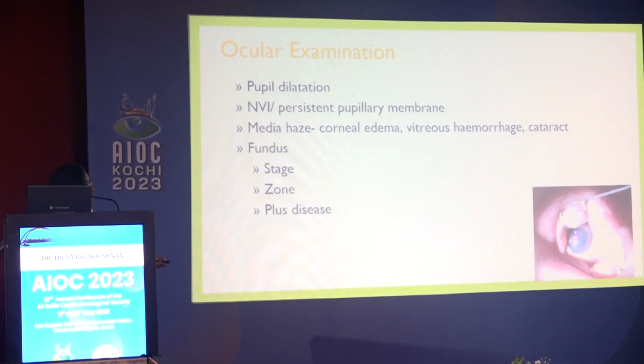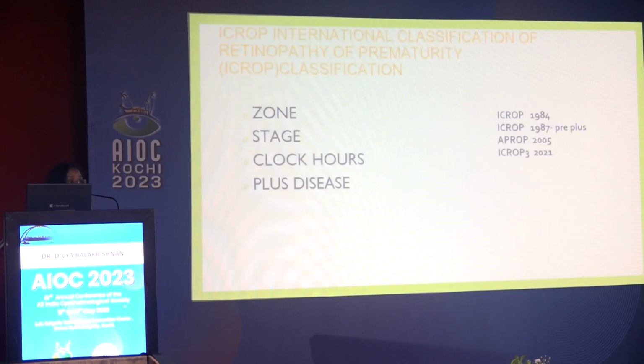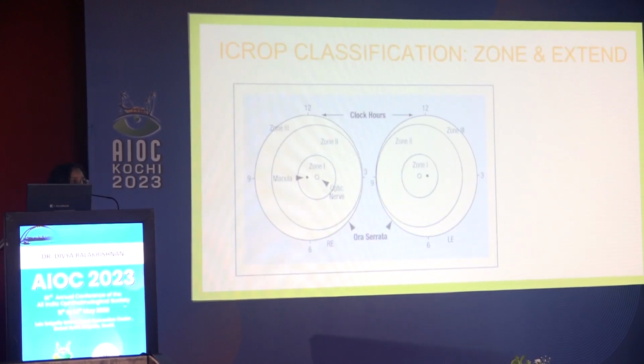Also associated, look for any corneal abnormalities or any vitreous haze and cataract. Now documenting the fundus is as per the ICROP classification, which came up in 1984 and which evolved with time. And the recent one is ICROP 3, which came out in 2021. All of you should read about this modification. So the ROP should be documented.